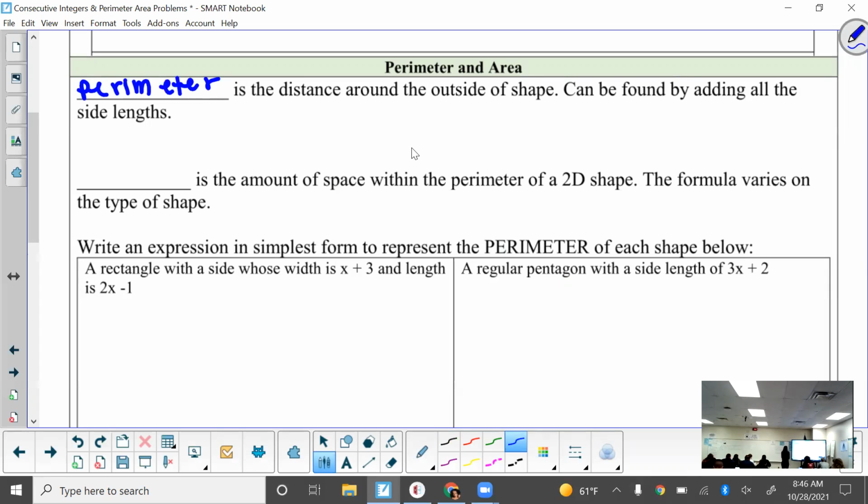For area, which is the second word, that is the amount of space within the perimeter of a shape. So it's the inside. And the formula varies on the type of shape. So rectangles, triangles, trapezoids, they all have different formulas for area. So we just need to know a few of them at this point. You need to know area of a rectangle. What's that formula?